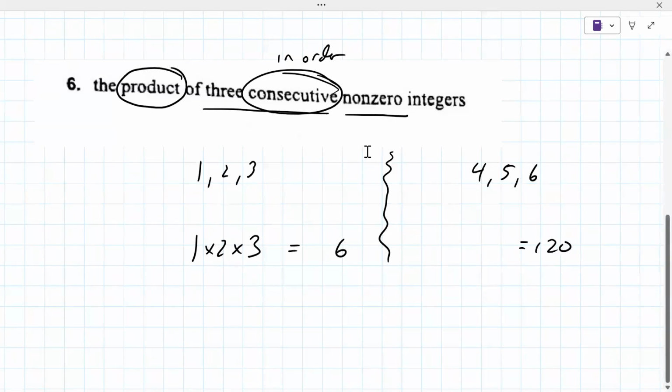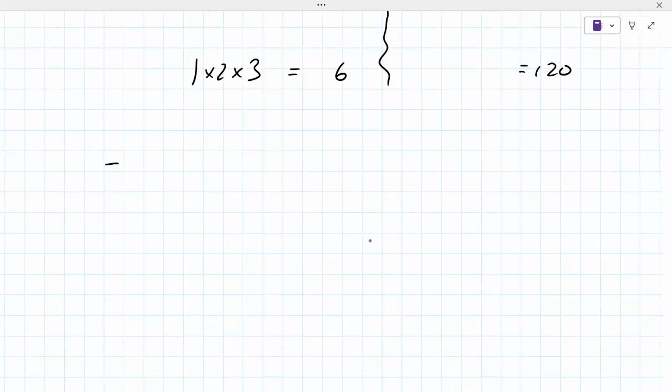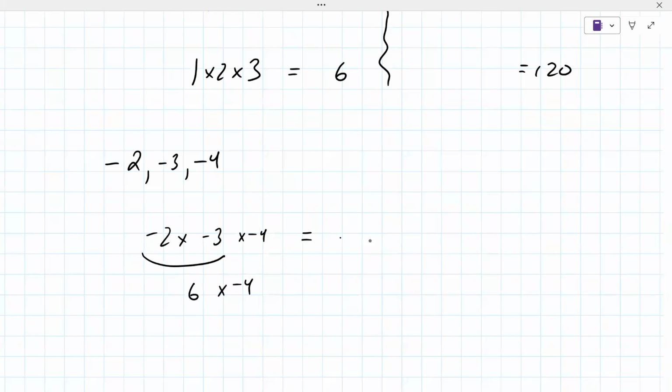Now notice we're choosing positive integers, right? Integers are not always positive. So let's look at 3 consecutive negative integers, like -2, -3, and -4. What is the product of these? 24. Positive or negative? Positive. So these two make a positive, right? Negative times negative is 6, but when you multiply that by the third negative, it ends up being negative.